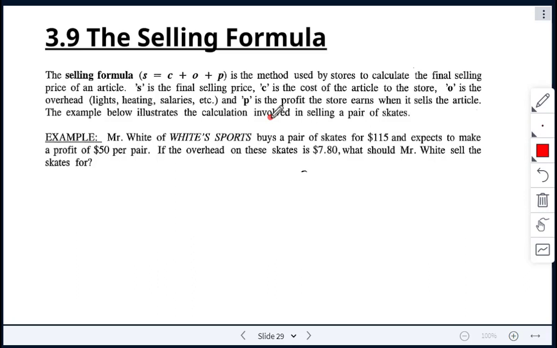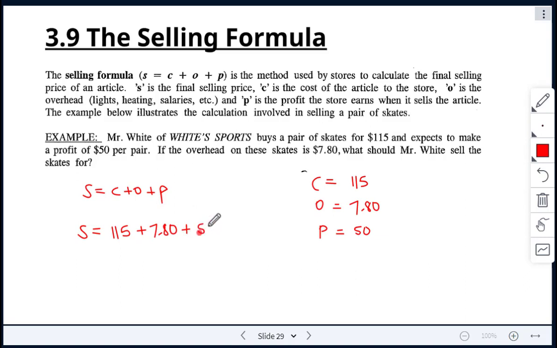So we're going to use that formula. S equals C plus O plus P, and we are trying to figure out the selling price, so that's what we are solving for, and we are given the cost is $115, the overhead is $7.80, and the profit he wants to make is $50. All right, so we just have to substitute that all into the equation. So 115 plus 7.80 plus the 50. We just have to add all those numbers up, and we get $172.80. All right, so Mr. White needs to sell the skates for $172.80.